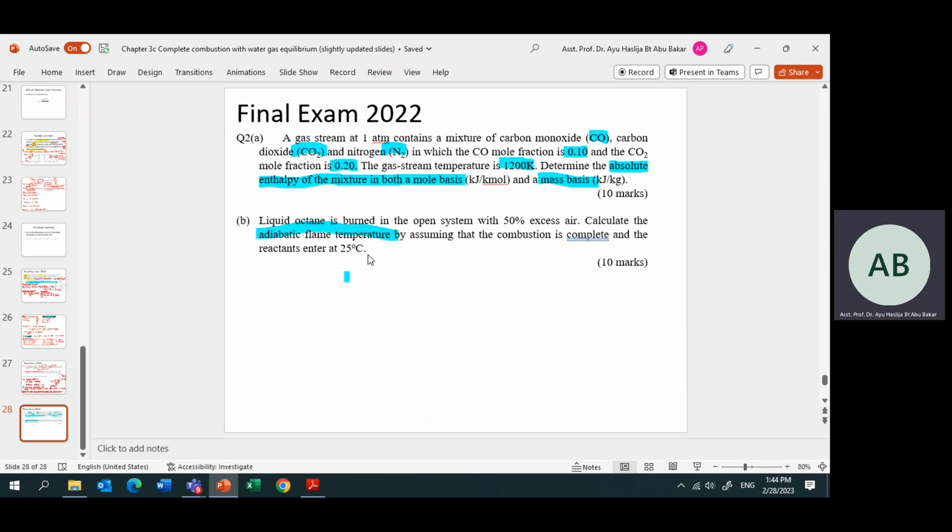Any question? You should try this kind of final exam question, and also questions from the textbook, chapter 15. Those involve the fuel and combustion. Next class, I will proceed with chapter 3D, on combustion monitoring.